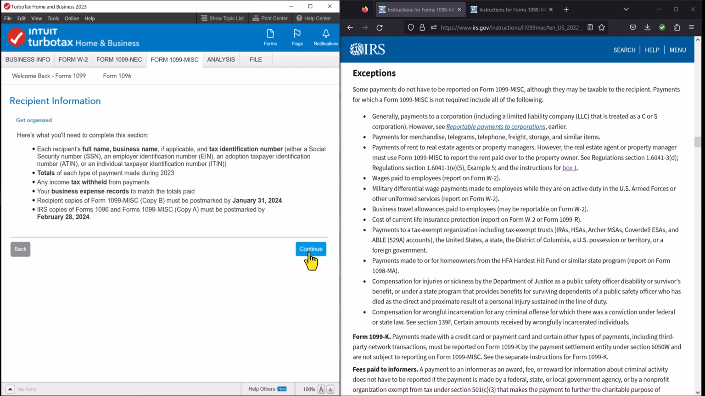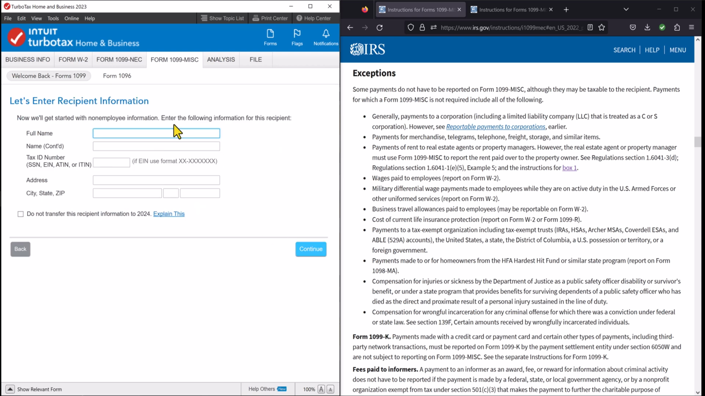All right, continue. So let's enter some recipient information. This is going to be the company or entity that you paid the rent to. So I'm going to put some information in there. All right, so we got John's Commercial Real Estate. Typically, a business will operate with an EIN, an employer identification number. You're going to have to get this number from them, and put in the address for them.